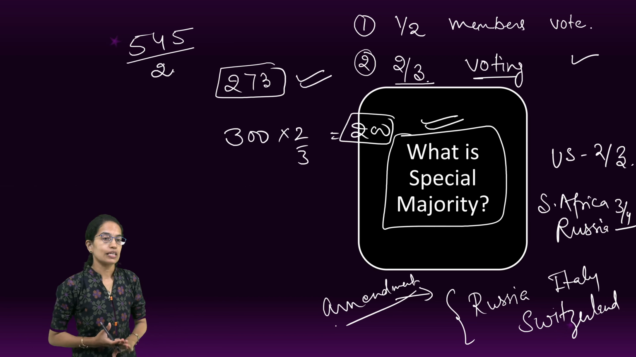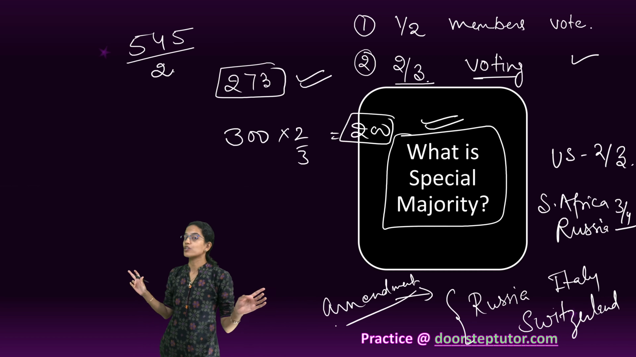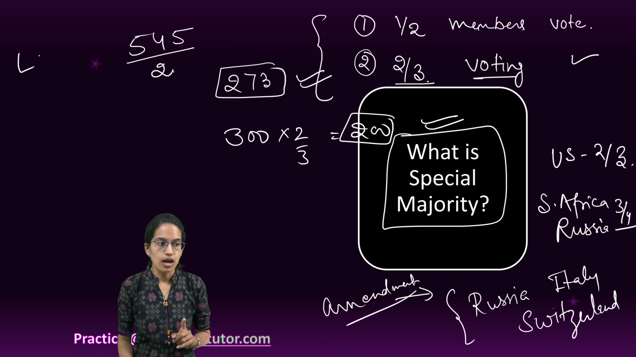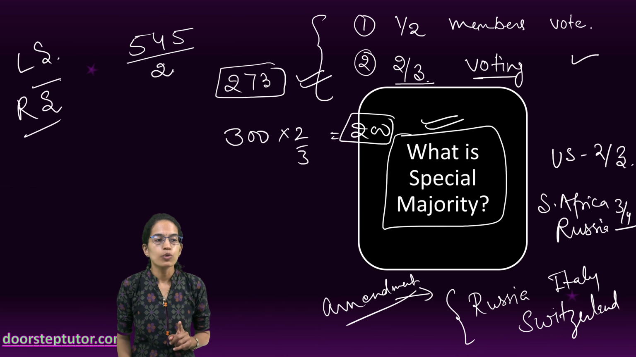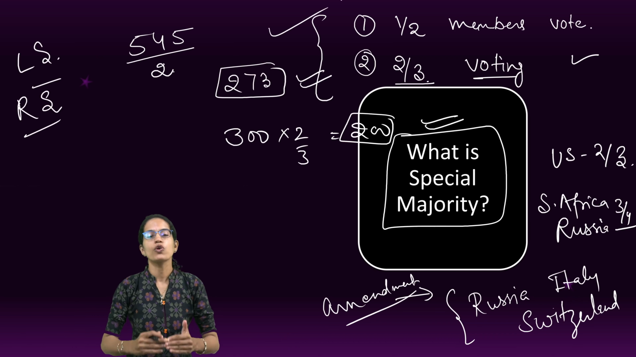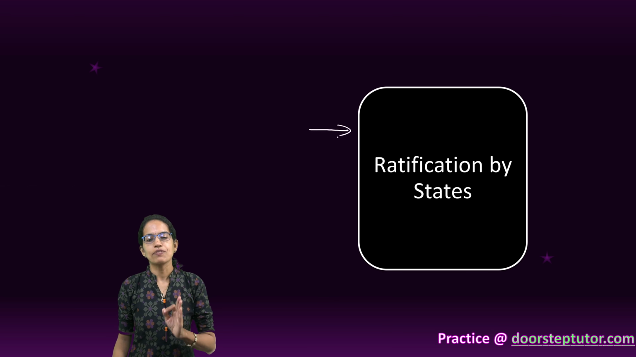Another important thing in the case of a special majority is that the sessions of the parliament are not conducted as a joint session. What does that mean? Individually from Lok Sabha as well as from Rajya Sabha, both these conditions must be fulfilled. Clear? So, half of the members must vote and two-thirds of the members present must vote in favor of it. And that condition should be met individually in both Lok Sabha and Rajya Sabha and not as a joint sitting.